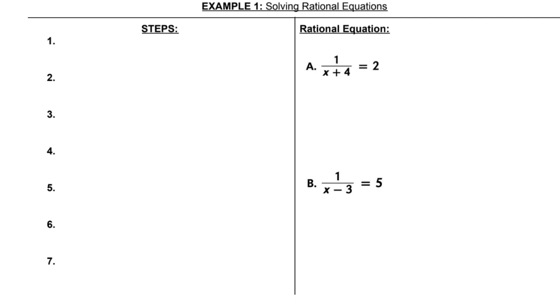Hi guys, this is 4.5 notes, the last section of topic 4, solving rational expressions. To solve these, we're going to follow these 7 steps. The first step would be to factor out the numerator and denominator.